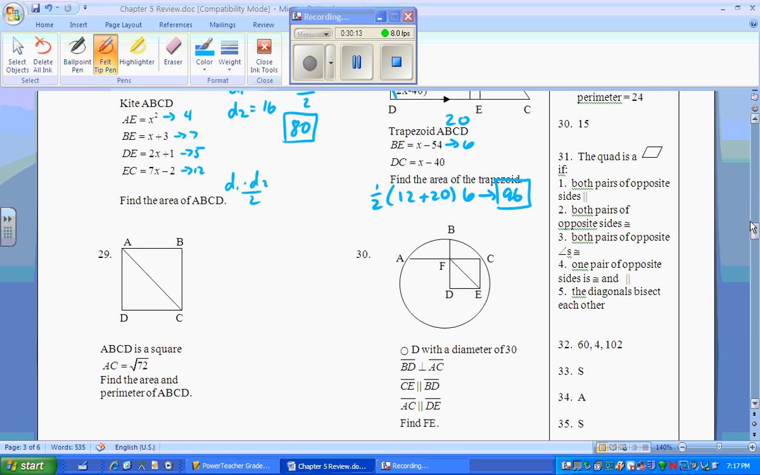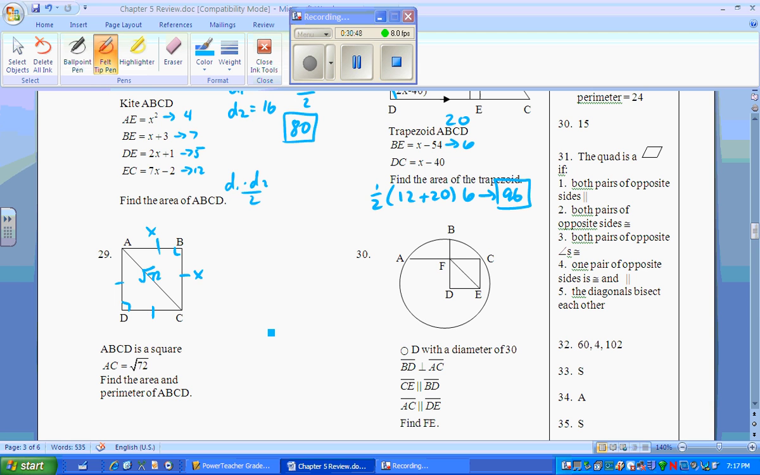29. It's a square, so each side is congruent. Each angle is 90 degrees. AC is square root of 72. Find the area and perimeter of the triangle. We know each side is x and x. So we can figure out that this diagonal is the square root of 72. We want each side over here.